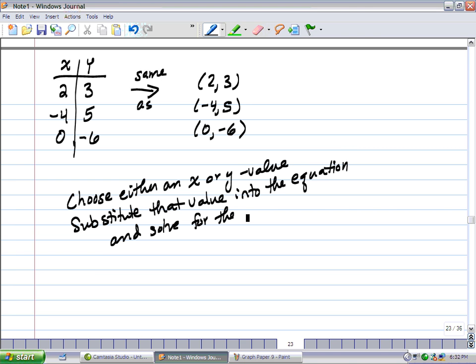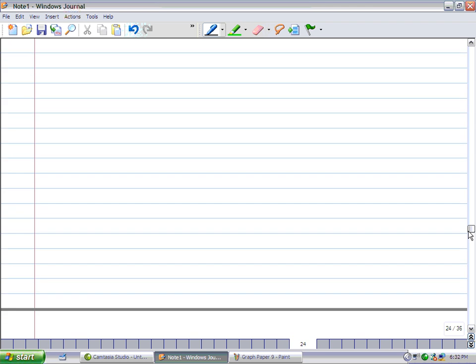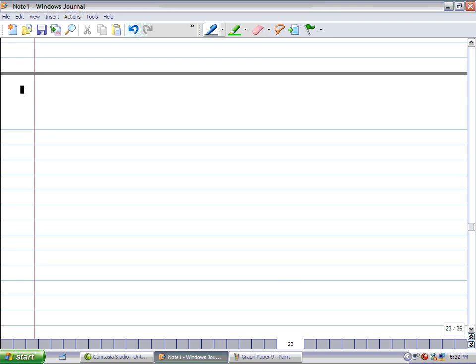In other words, we can choose either the x or the y, put it in the table, put it in the equation, solve for the other one, put that one in the table, and then we have both of them, so we have a point that we can plot. Okay, let's actually look at an example of doing this. Suppose we want to plot the equation y equals 2x minus 3.